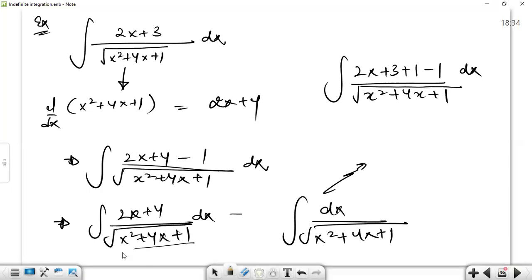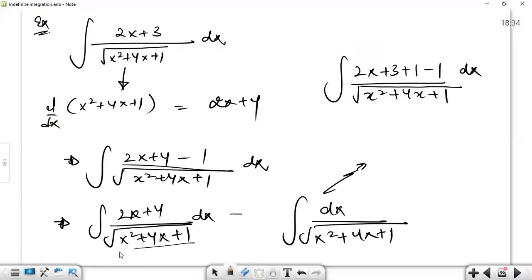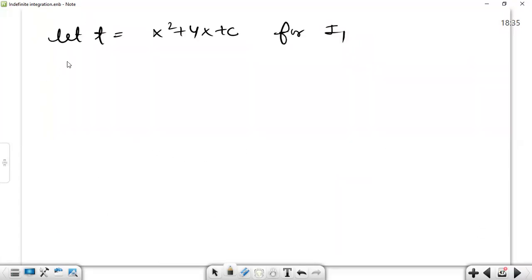Okay, so here, let's do it on the next page. Let t equal x square plus 4x plus c. For integration first only. This is integration first, this is integration second, and integration second can be easily solved using the same method, in which we'll make a perfect square. So after doing that, let's differentiate this equation both sides with respect to x.